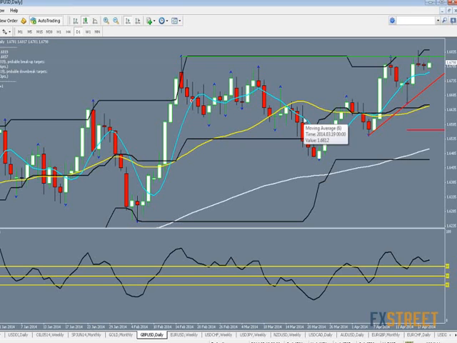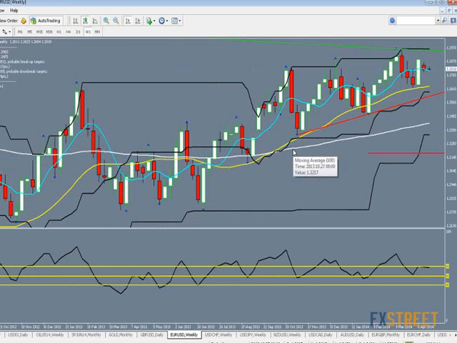We want to combine supply and demand basics. We want to look at who's controlling the market, the bulls or the bears, and then we want to bring in some key technical indicators to identify those pivot areas.